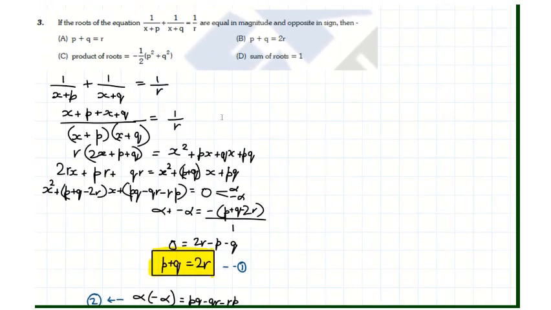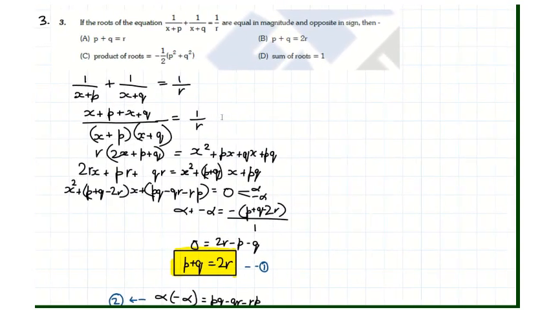In the third question, the roots of the equation 1 by x plus p plus 1 by x plus q equal to 1 by r are equal in magnitude but opposite in sign. We need to find which of the relations are true. Now we can take the denominator common by multiplying the first term by x plus q and the second term by x plus p. We get (2x plus p plus q) divided by (x plus p) into (x plus q) equal to 1 by r, or 2rx plus pr plus qr equal to x square plus (p plus q) times x plus pq.